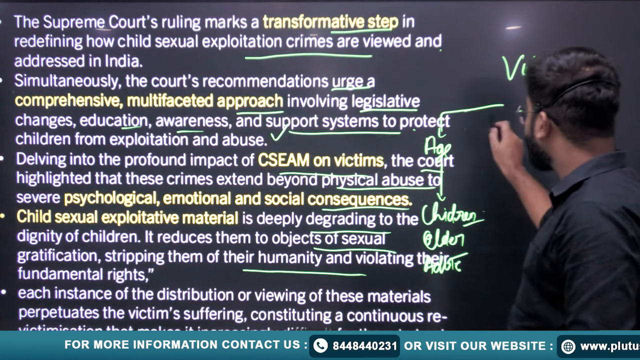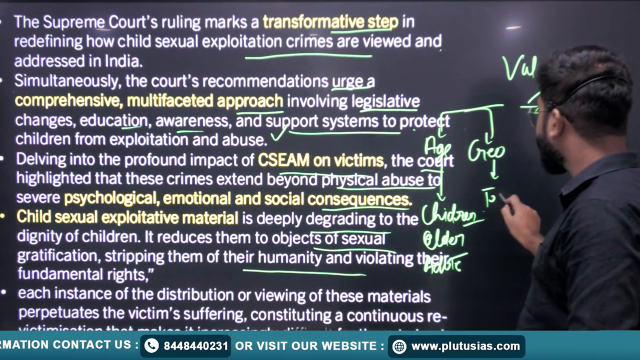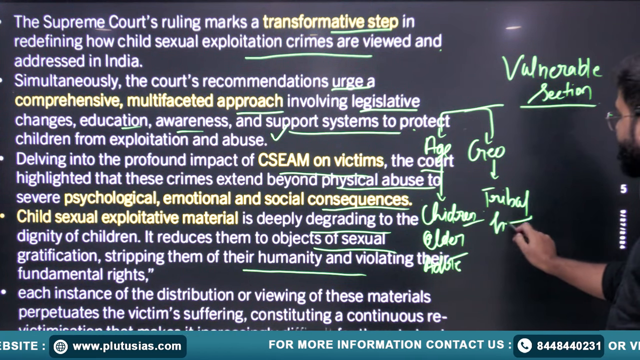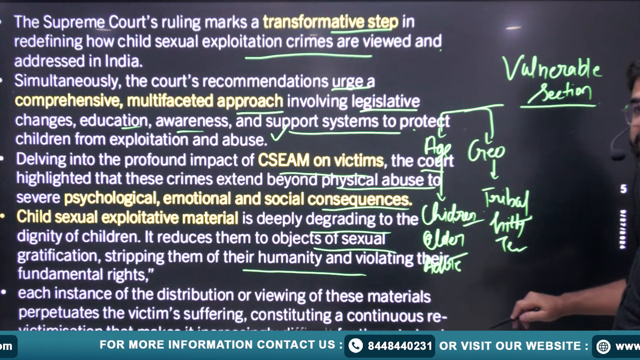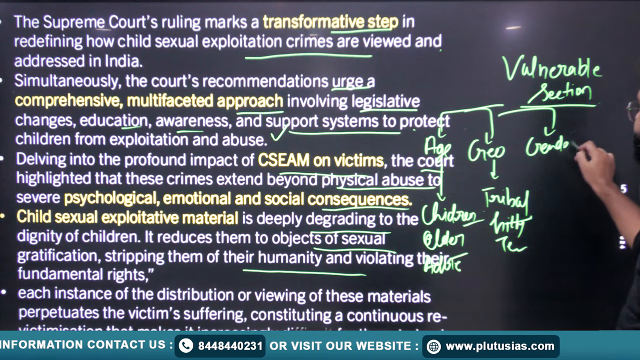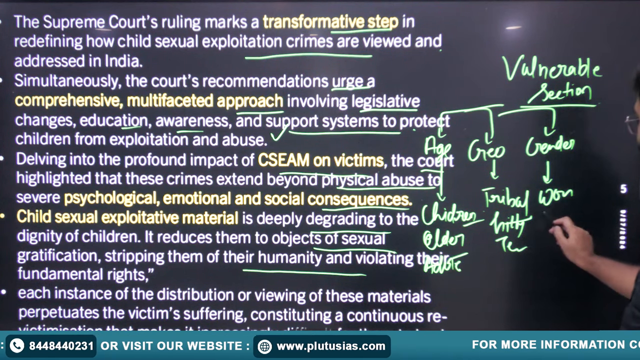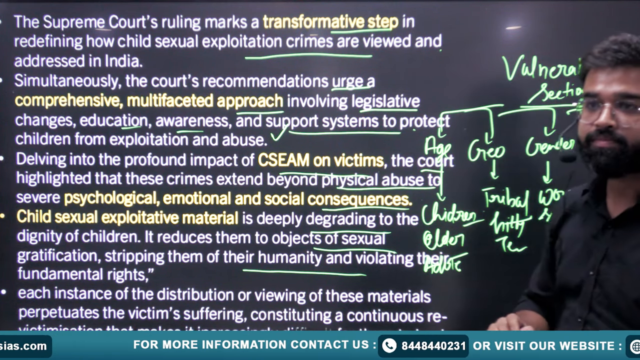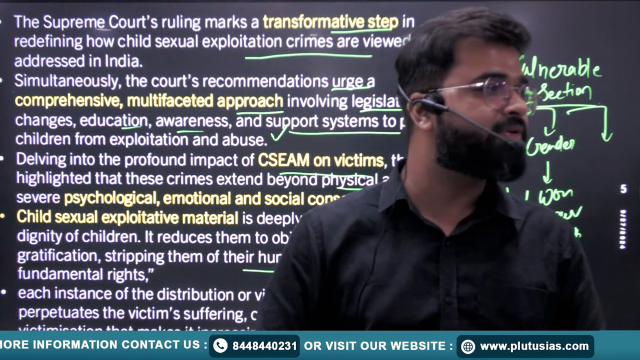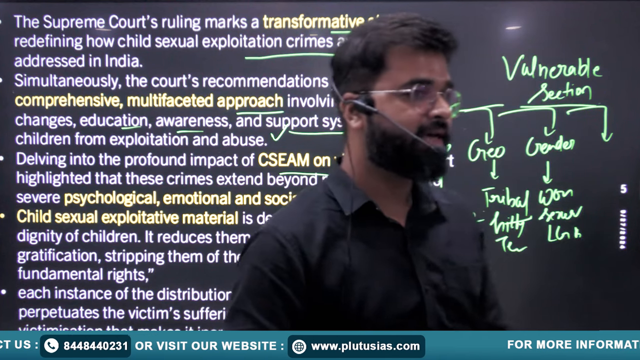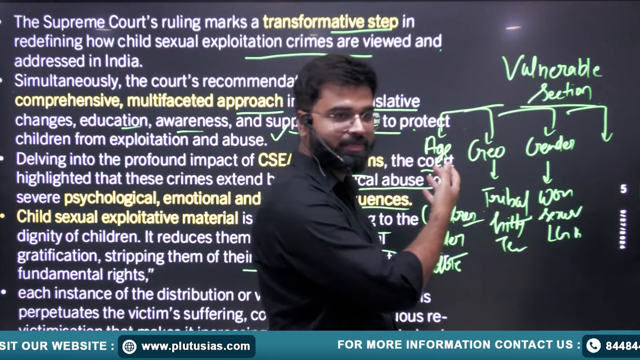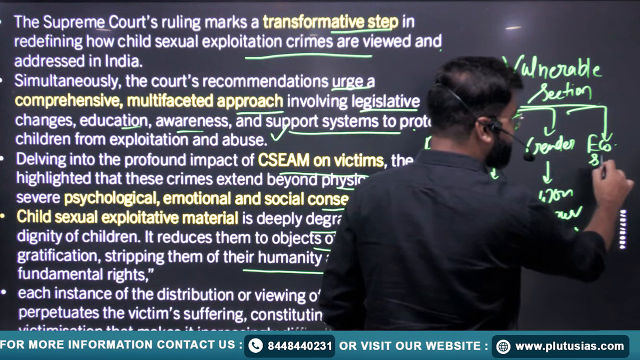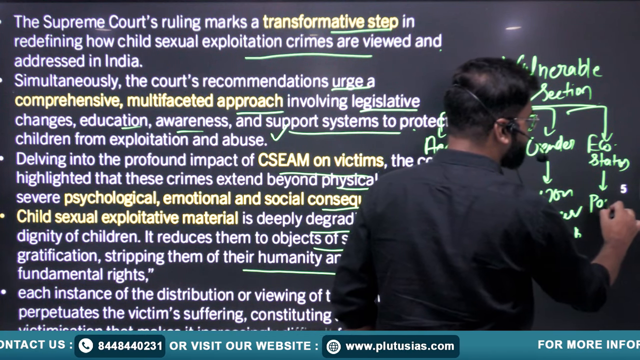Okay. Vulnerability with respect to geography. Tribal. Tribal people. Yes or no? Or people who are living in the hilly terrain. Yes. Vulnerability with respect to gender. Women. And sexual minority, like LGBTQ. Vulnerability with respect to economic status. Yes. You should make this particular chart. Vulnerability with respect to economic status. That is poor people.